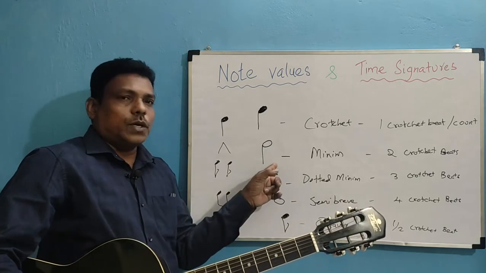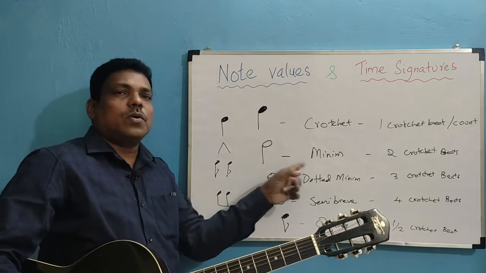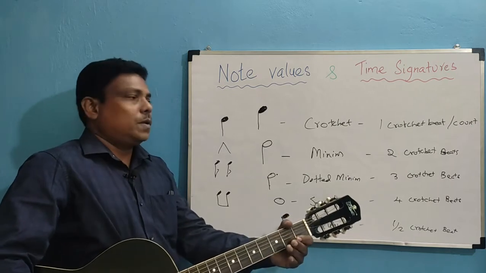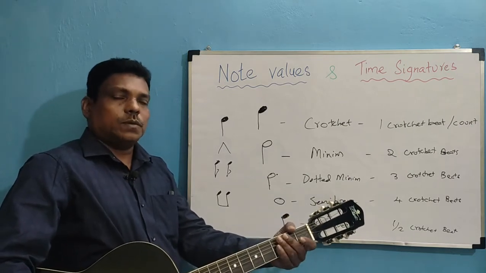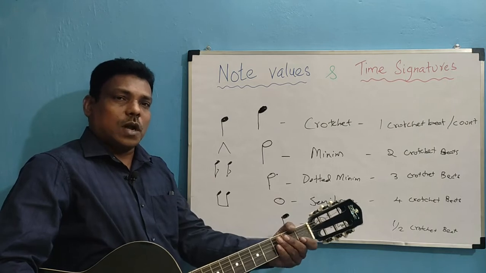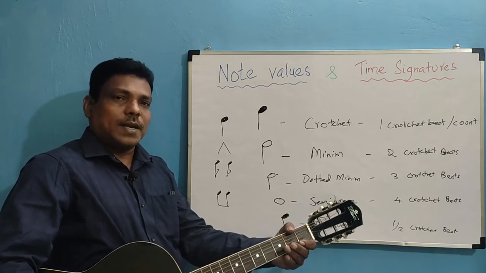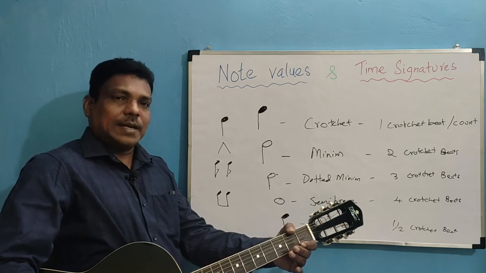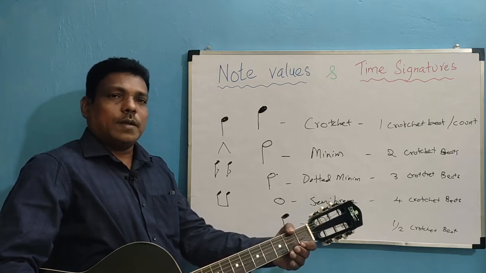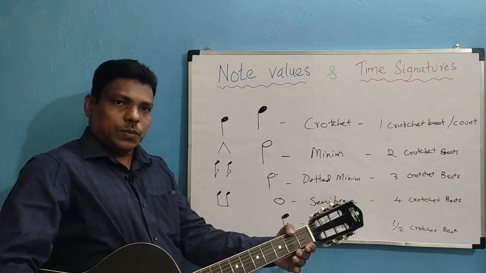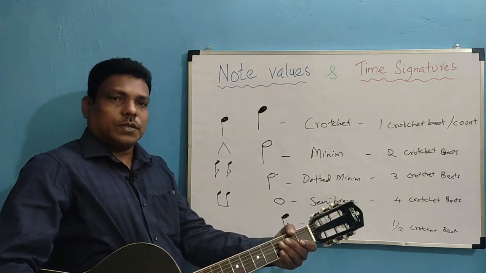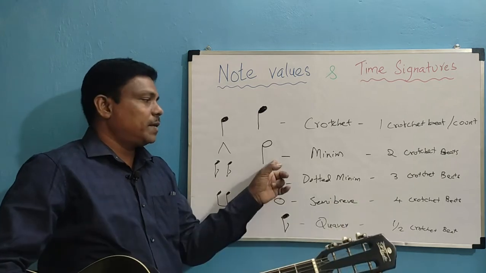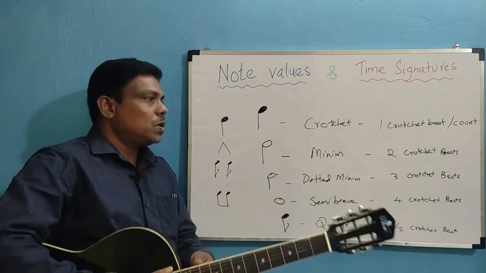Then if it is for two counts, it will be a little more lengthy. Minim means two counts. So I'll play a minim now. 1, 2. See, I hit the note on count number one, and then I let the note ring till I say two. Okay, 1, 2. You understood? So this is a minim, which sounds for two crotchet beats.